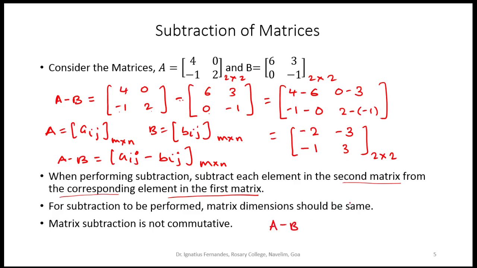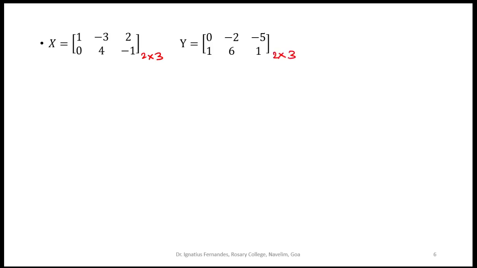So if I consider A minus B and B minus A, in general this need not be the same. That's because the number subtraction itself is not commutative. Okay, because A minus B need not be same as B minus A. So if I consider these matrices X and Y, X is of order 2 by 3, Y is also of the order 2 by 3. So if I have to find out X minus Y, I can really carry out this subtraction because both have the same dimensions.